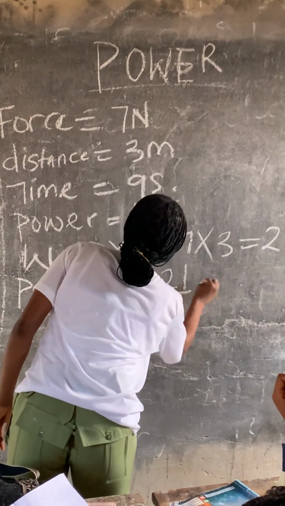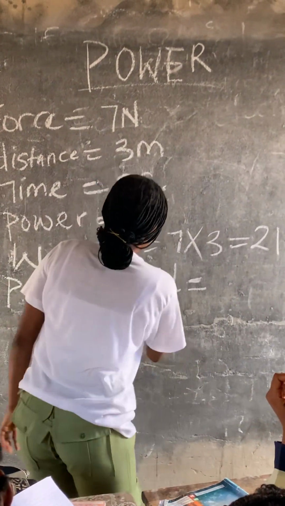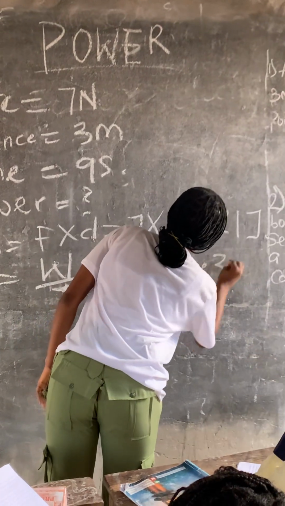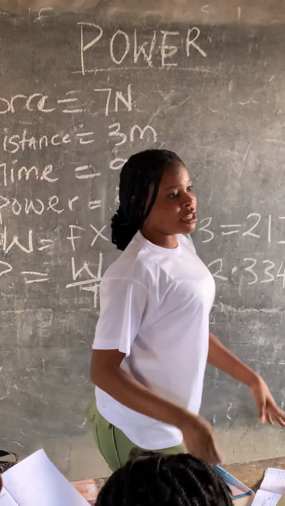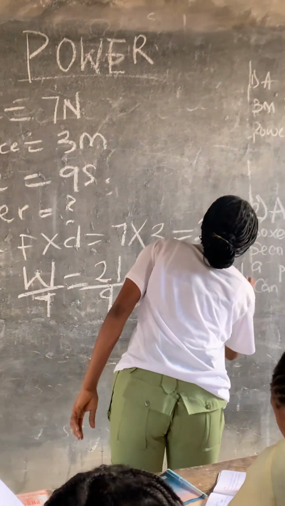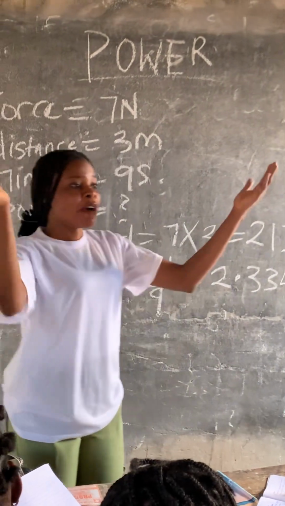Okay. So which is equal to what? 21 divided by 9 is equal to what? 2.334, right? So now we said our SI unit for power is what? Watt, right? That's capital W. Please make sure you put the unit.